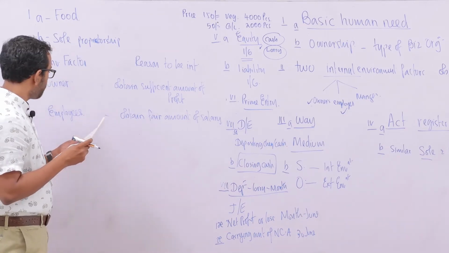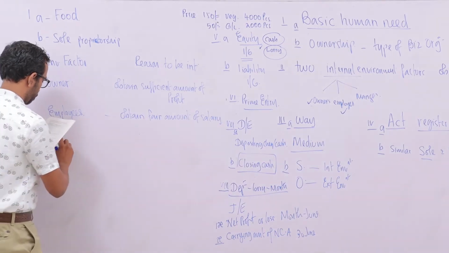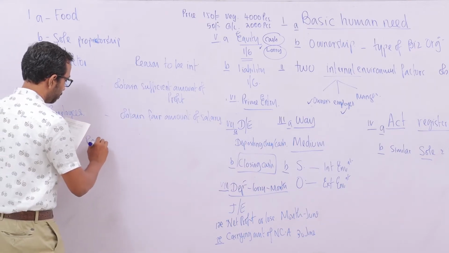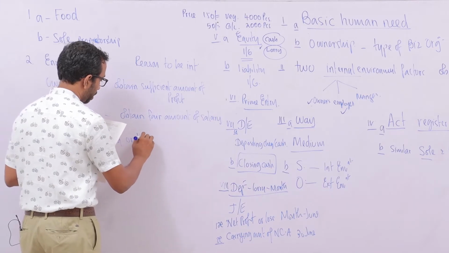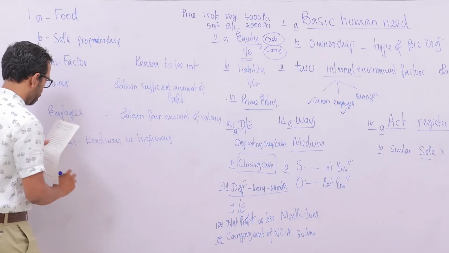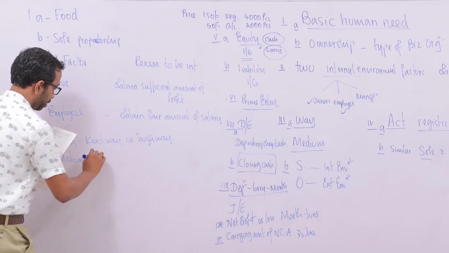Name the way of transport, 3A. Way, you can write roadway or highway, both are correct. And the medium is lorry.